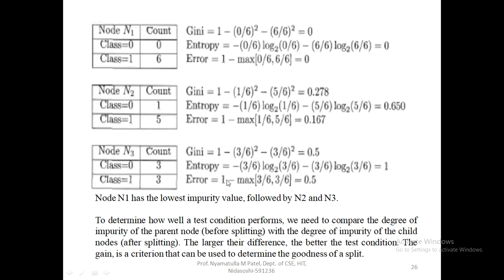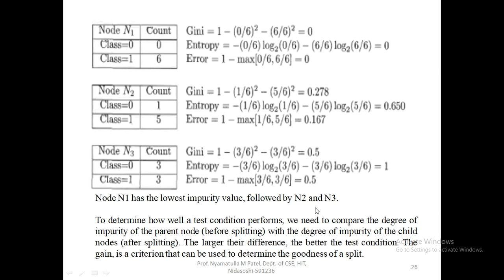So, error is equal to 1 minus max of 3 by 6 and 3 by 6, that is again 0.5. So, if you take the impurity of all these nodes, N1 has impurity equal to 0, because Gini is 0, entropy is 0 and error is 0. Here for N2, Gini is 0.27, entropy is 0.65 and error is 0.167, and for the third node Gini is 0.5, entropy 1 and error 0.5. If you compare all these, node N1 has the lowest impurity value, meaning it is more homogeneous, followed by N2, which has a greater impurity compared to node N1, and node N3 has impurity greater than N1 and N2.